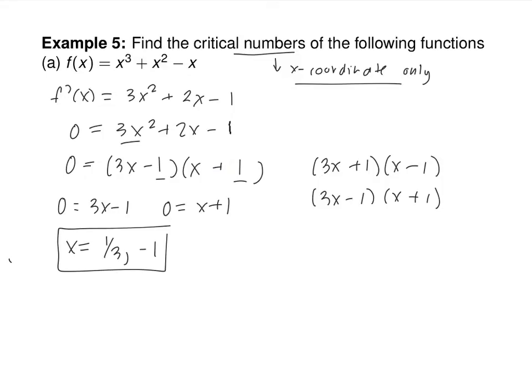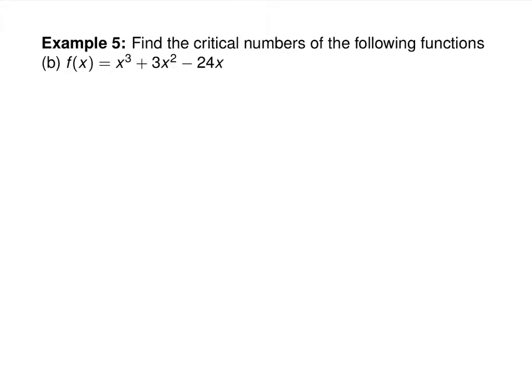How about you find them for part B? Because it's really not that bad. This one's even easier factoring.